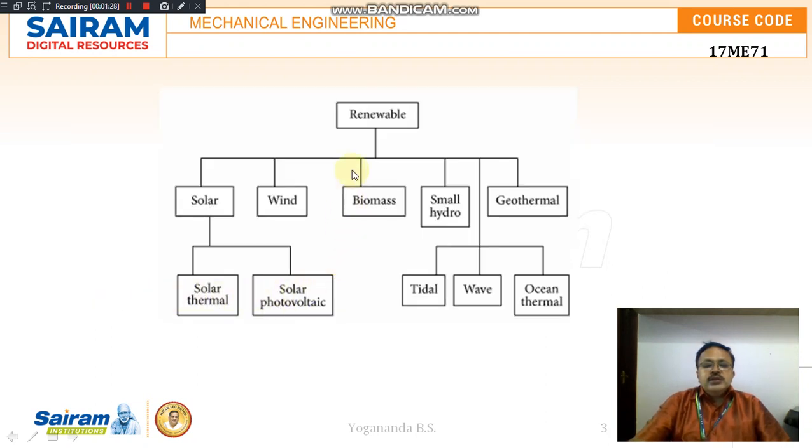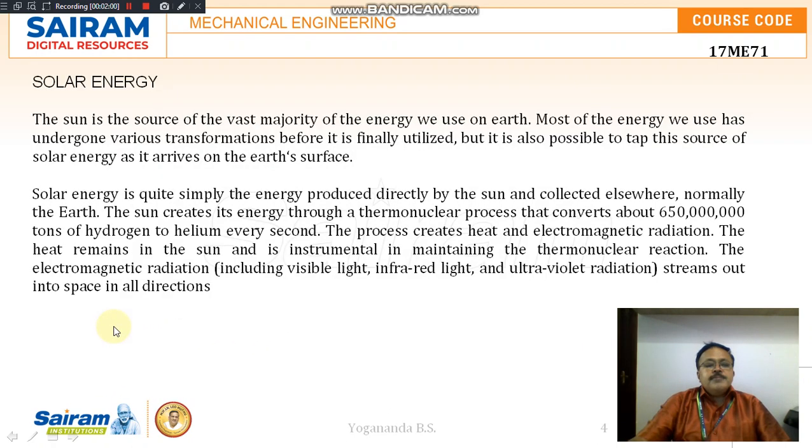So the renewable energy resources will be classified like this. Solar energy, which is further classified as solar thermal and solar photovoltaic. Then we have wind energy, biomass energy, then hydro power energy. Then we have the tidal energy, that is the moving waves of the oceans. Then geothermal. So these are renewable energy resources.